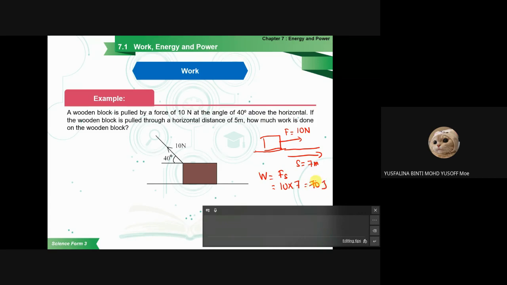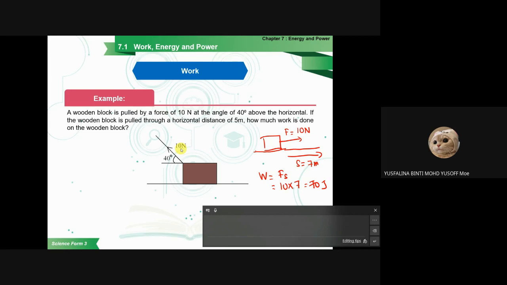So what is the difference between this diagram and this one? As you can see here, the force is in a straight line. But in this one, the force is not in a straight line. It is inclined like that. When it's not in a straight line, you cannot use this formula directly. You cannot just multiply 10 by 5. You have to do some calculation first for the force. Wait for a moment.